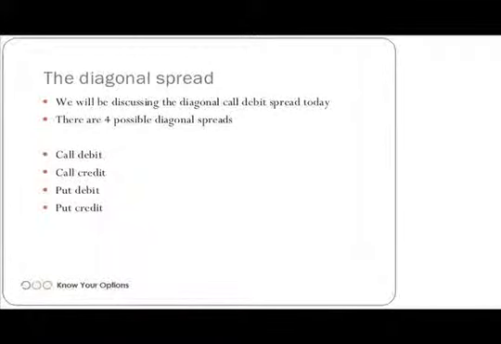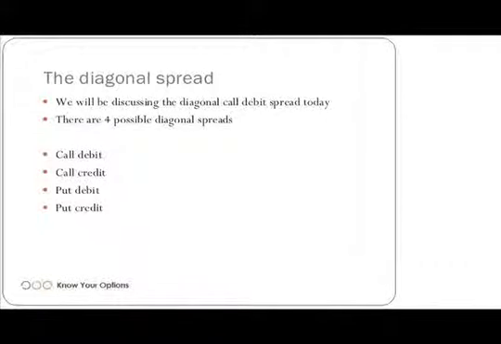That is typically a bullish neutral position. The call credit spread is where you buy a long-term call option, sell a near-term call option at a strike price below what you bought. We have the put debit, to where you buy a long-term put option, sell a near-term put option at a lower strike, and the put credit, to where you're buying a long-term put option and selling a near-term put option at a higher strike price.